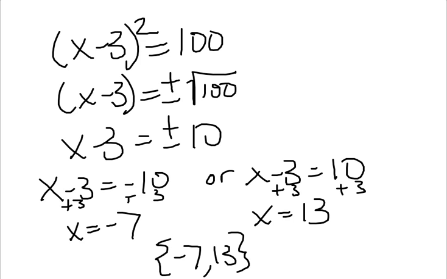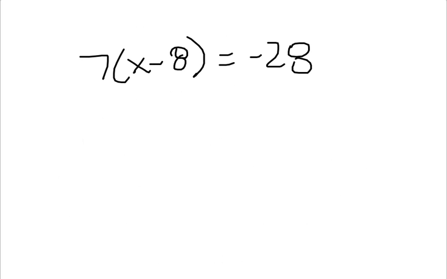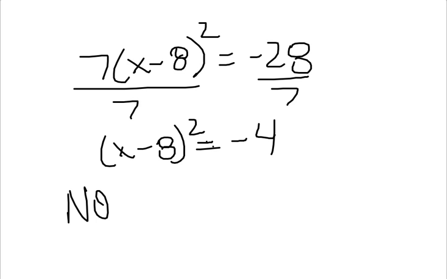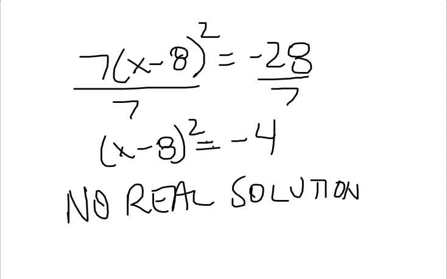Let's look at another. What if I have something like this? Well, now I have 7 times x minus 8 squared equals negative 28. So the first thing I want to do is divide both sides by 7. And I get x minus 8 squared equals negative 4. Right now you cannot have a negative inside the radical. So this one has no real solutions. No real solutions for this problem.